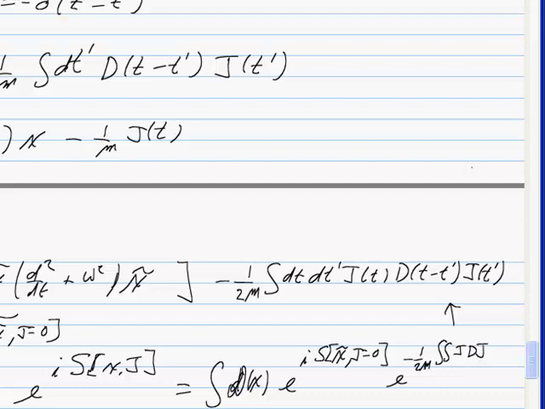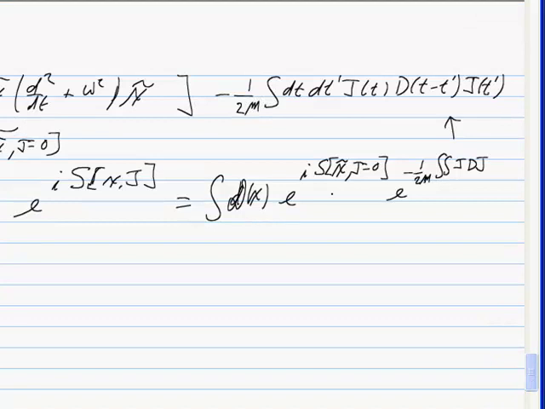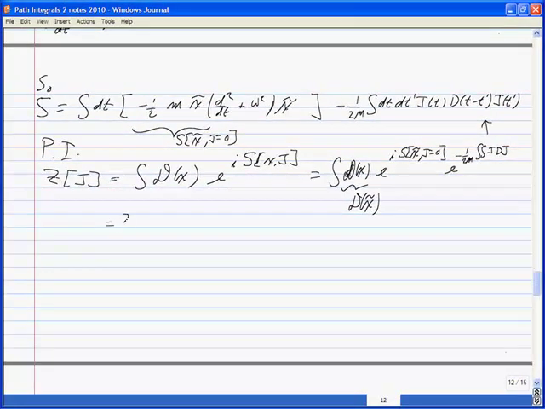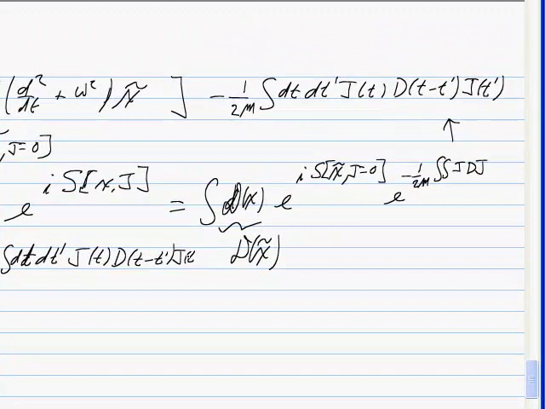Okay, at this stage you play the usual path integral trick and say that the integral over all x is the integral over all x twiddles. They're just shifted by a number. So that this generating functional is that with j equal to 0. And here I will write out all the indices: minus i over 2m integral dt dt prime j of t D of t minus t prime j of t prime.